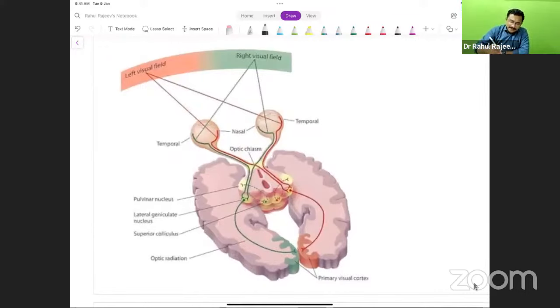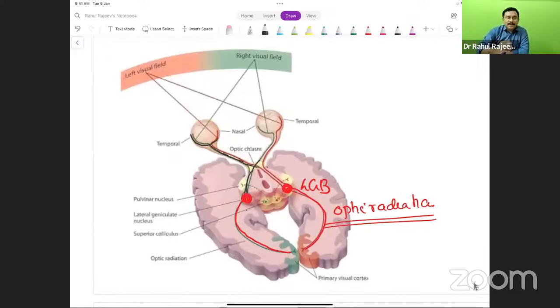you must understand that, from the visual field, the impulses are falling into the retina. From there, you get the optic nerve, optic chiasma, optic tract, and then this important structure that is known as the lateral geniculate body or LGB. And from LGB, you get the optic radiation. So please remember, the optic radiation also goes through the internal capsule.